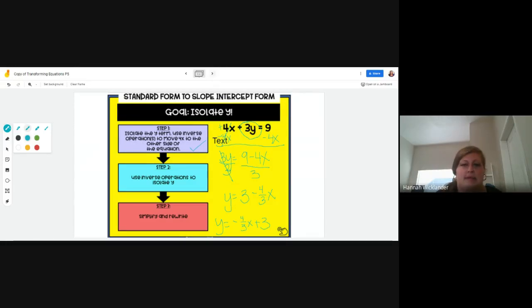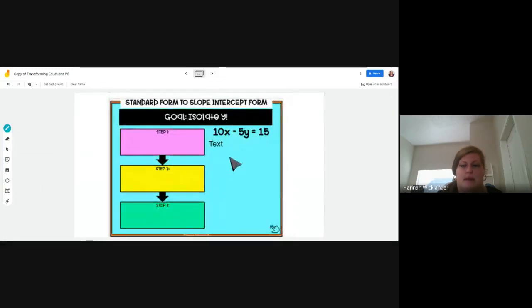So next, I'm going to do one more example, and then I'm going to have you guys practice one, and we'll see if you guys are getting the hang of it or if you need more examples. So step 1 is to isolate the y term using inverse operations. I'm just going to be messy.